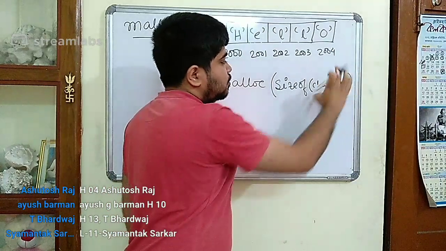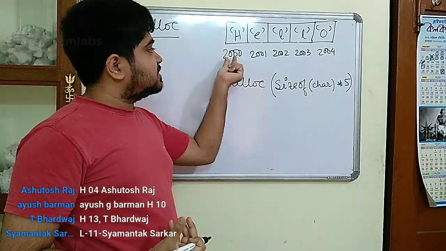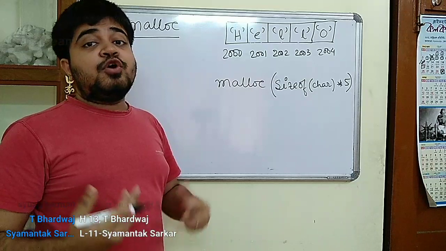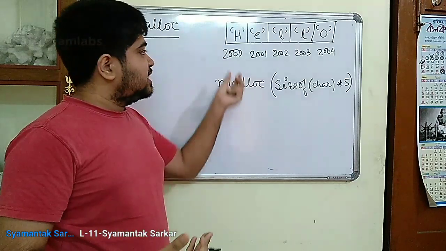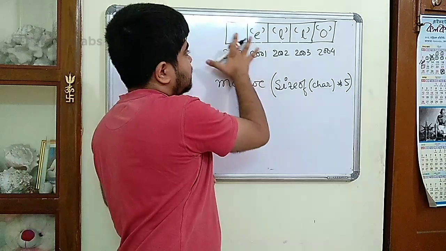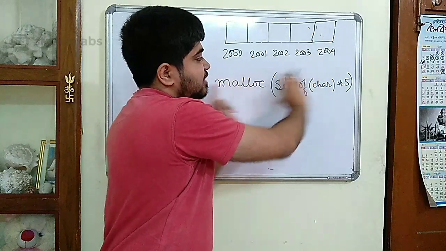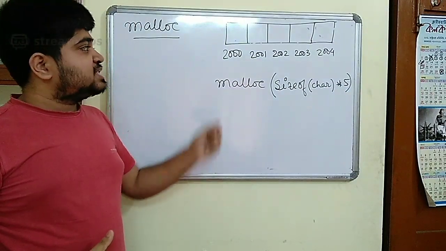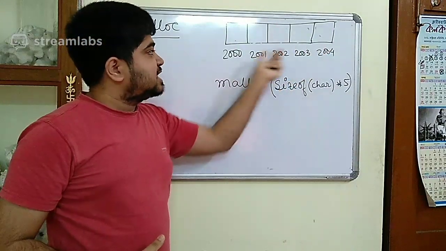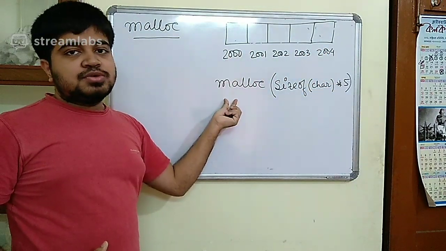This malloc, what does it return? It returns an address. And what address does it return? It returns a void address, or a void pointer actually. So 2000 is returned obviously. This all content is not allocated yet. So just simply writing this, it will just create this contiguous block of allocation and it will simply return 2000 over here.